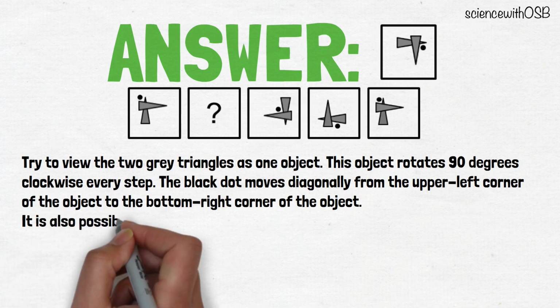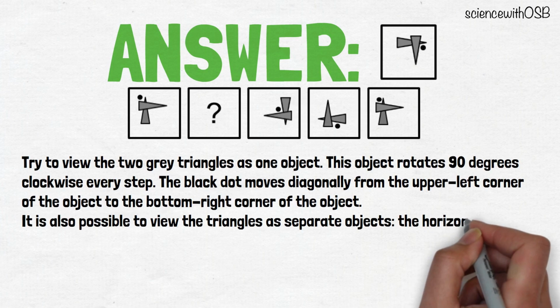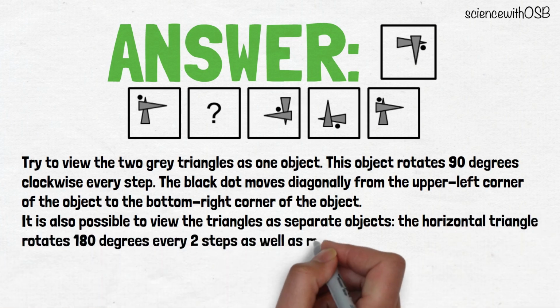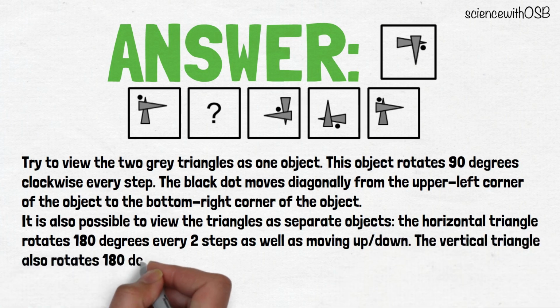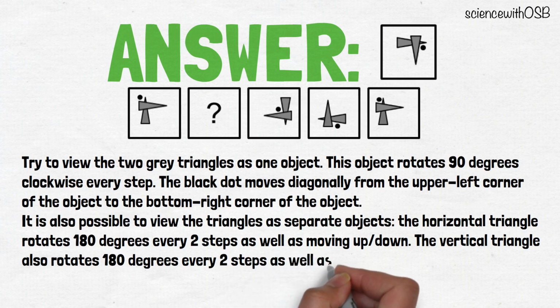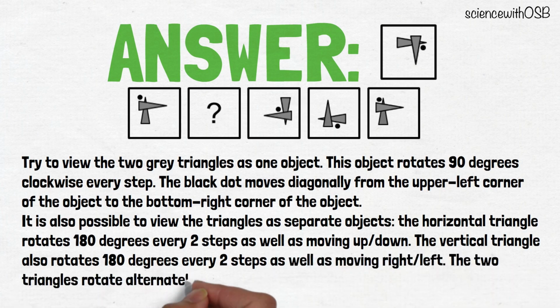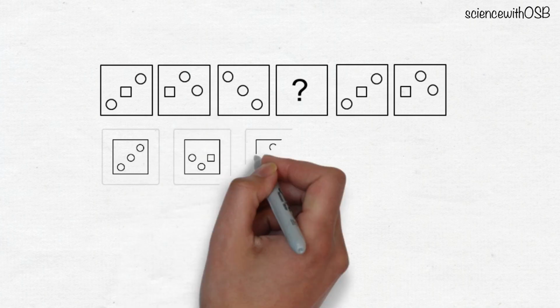It is also possible to view the triangles as separate objects. The horizontal triangle rotates 180 degrees every 2 steps as well as moving up or down. The vertical triangle also rotates 180 degrees every 2 steps as well as moving right or left. The 2 triangles rotate alternately. Question number 12. Choose the image that completes the pattern.